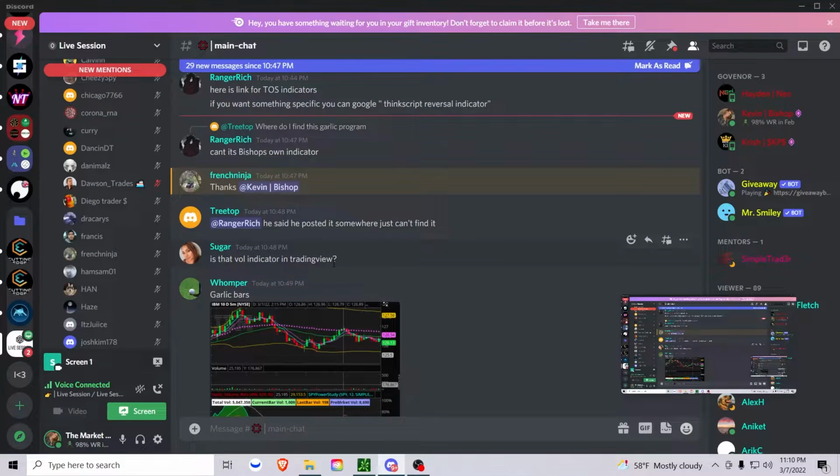Is that volume indicator in TradingView? No, not yet. I tried checking out TradingView. I tried searching for buying versus selling volume on YouTube for TradingView, and I couldn't find anything. Since I did code it, I'll try checking if there's a way I could implement it into TradingView and share it with you guys.